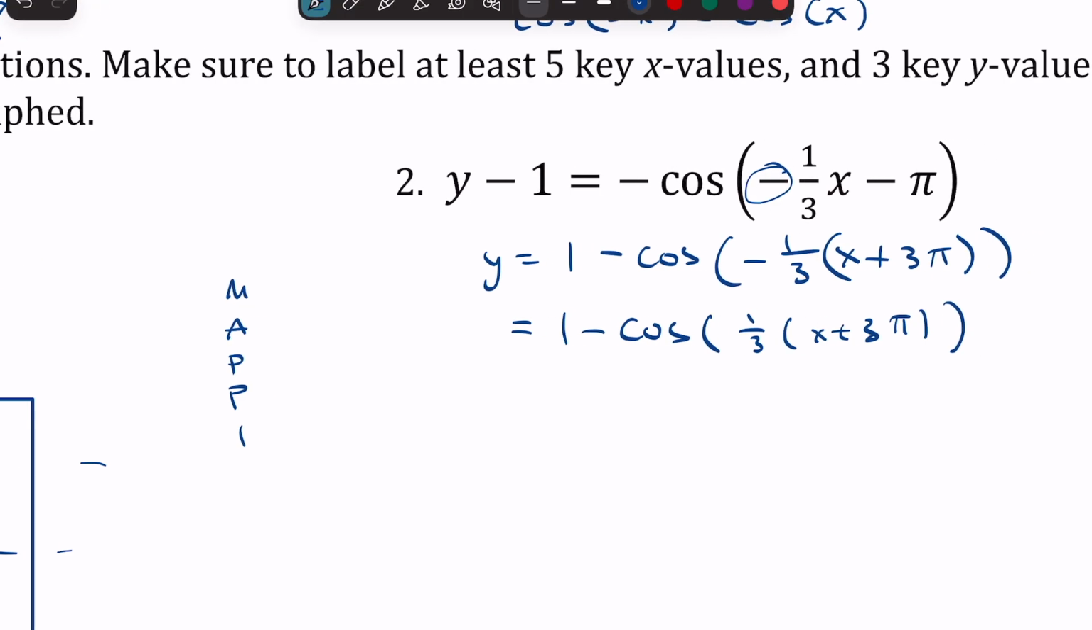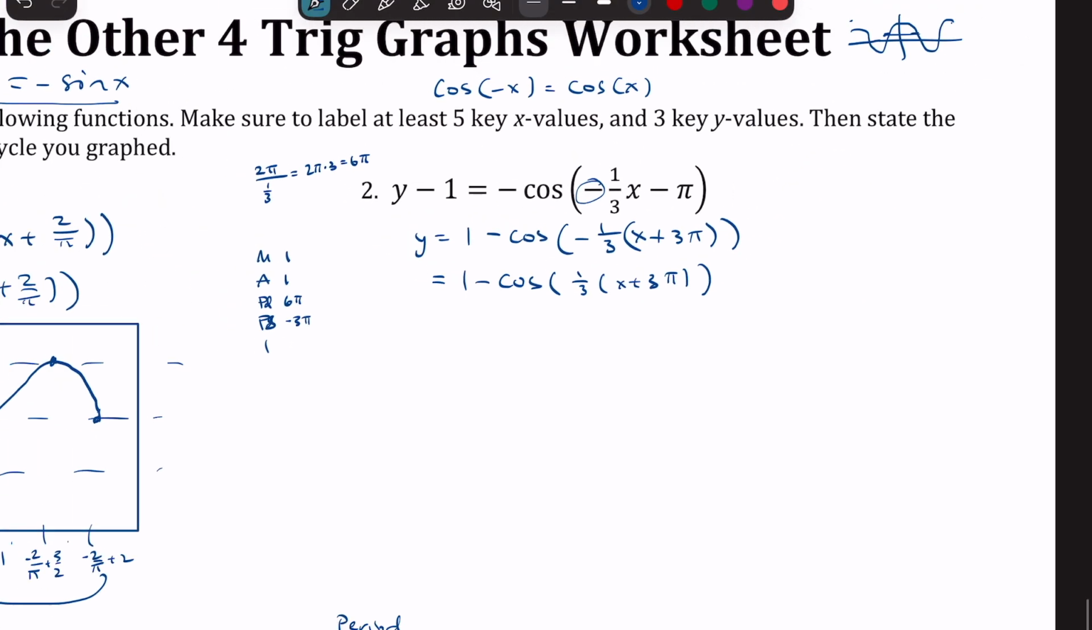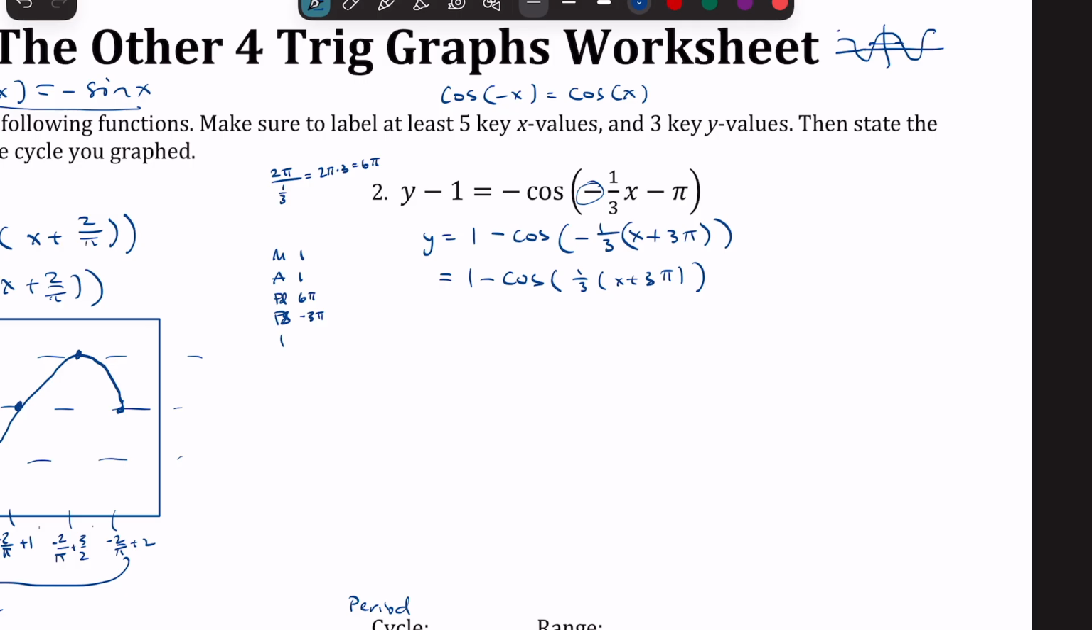Okay, so mapping. My midline is at positive 1. My amplitude is also 1. Oh yeah, that's the period. So my period is going to be 2 pi divided by 1/3, which is really just 2 pi times 3. So 6 pi. My period is 6 pi. My phase shift is negative 3 pi, and we'll figure out the interval later.